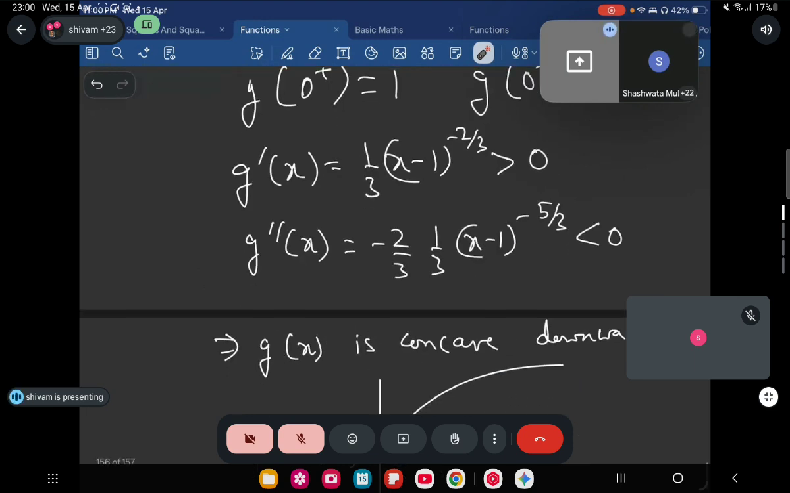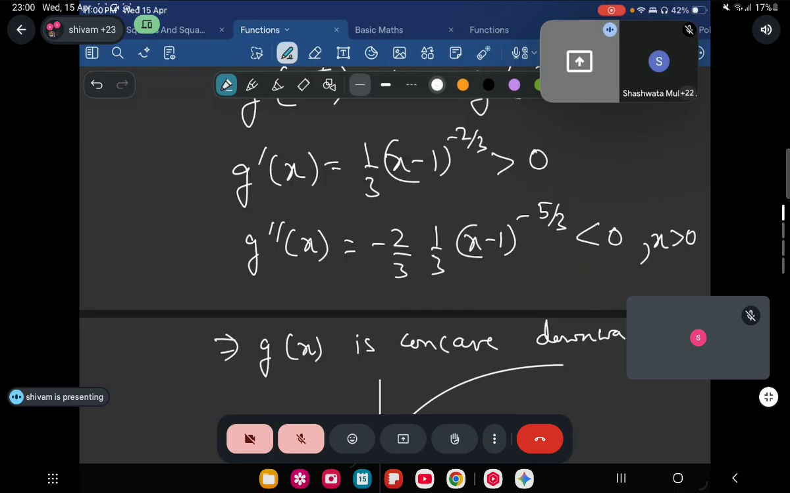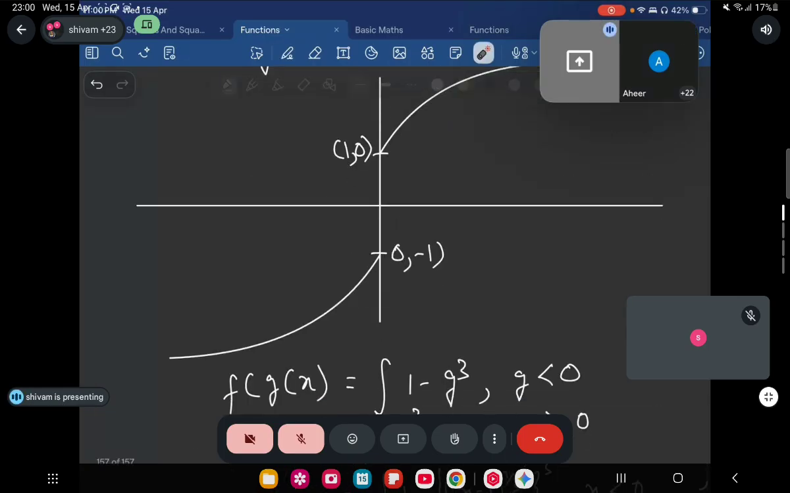So see, over here, this will be greater than 0. g double dash x will be less than 0 for x greater than 0. But for x less than 0, what will happen? It will be greater than 0. So that is why it is concave up. Are you getting? Tell me, Shashwatu.